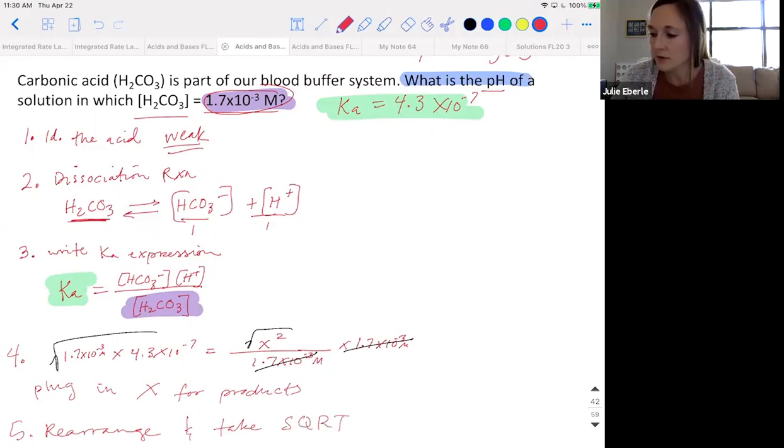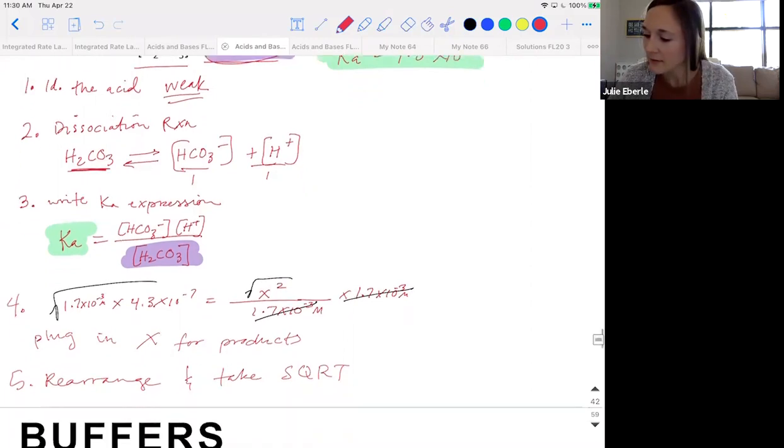Take the square root. SQRT reminds me of STBX. One time I used that in a text and somebody was like, what is STBX? Starbucks, right? Nobody thinks that's funny.